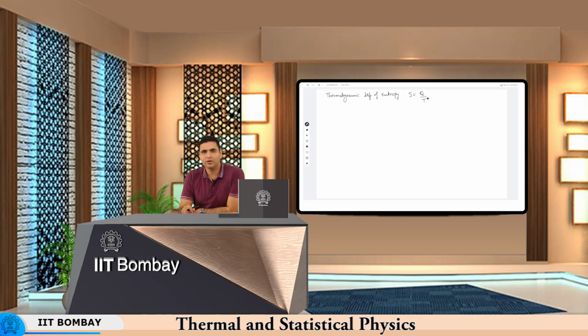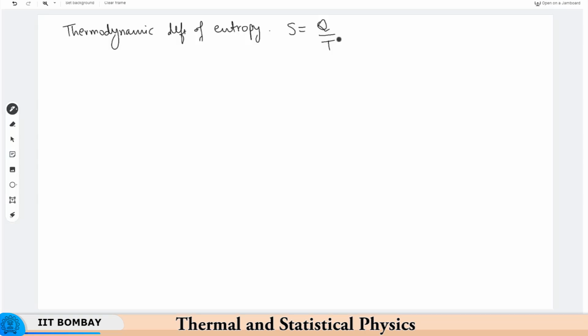We got excited about it because we realized that in a Carnot cycle the ratio of heat exchange divided by the temperature also remains a conserved quantity over a complete reversible cycle. We also looked at another thermodynamic quantity, internal energy, which also remains conserved. So since this is also conserved, this ratio of heat by temperature is also a thermodynamic variable, a state function.